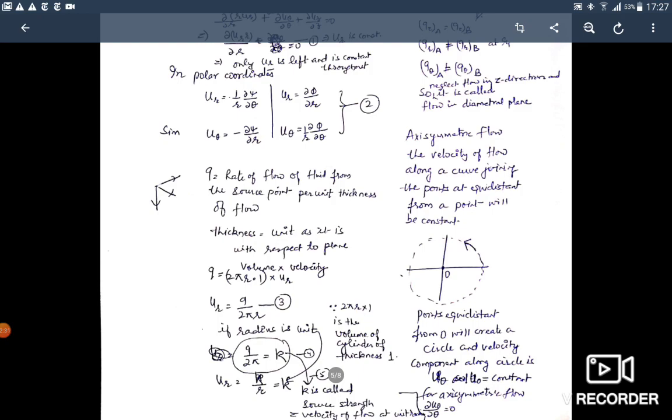So if I take Q to be the rate of flow of fluid from the source point per unit thickness of flow. Why have I taken per unit thickness? Because in this cross section you are just left with a type of plane. And what is the thickness of this plane? It may be assumed to be unit. So we consider the rate of flow of fluid from the source point per unit thickness of flow.